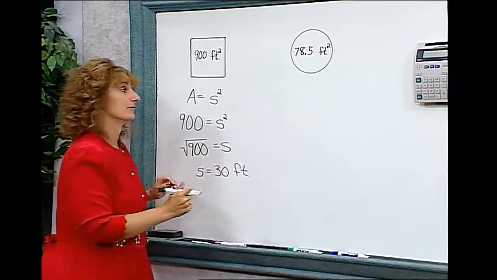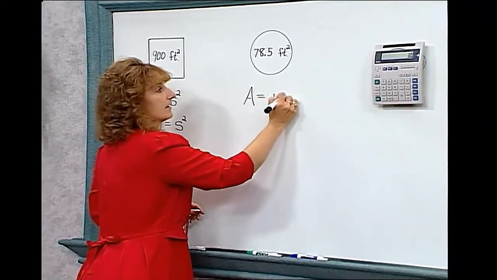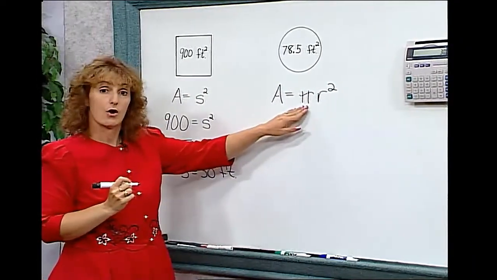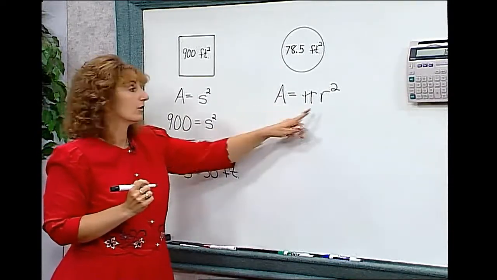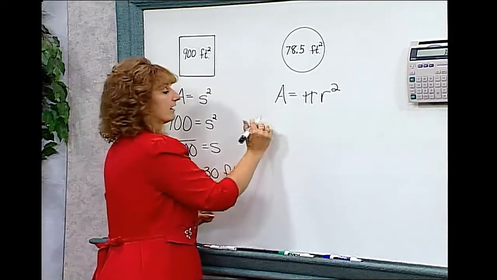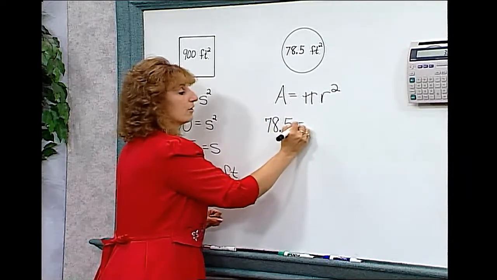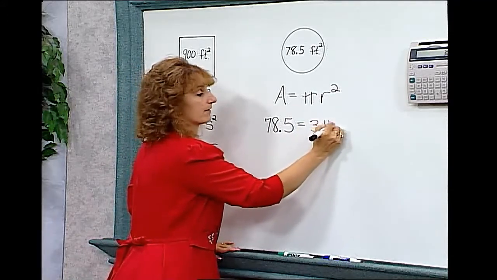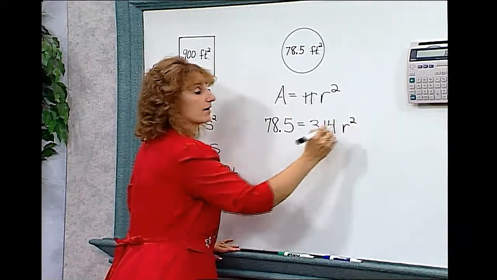Let's look at our circle. Our formula for the area of a circle is pi r squared. We know what pi is. We know what the area is. We need to find what the radius is. The area is 78.5. We're using pi as 3.14. And we're going to multiply that by the radius squared.